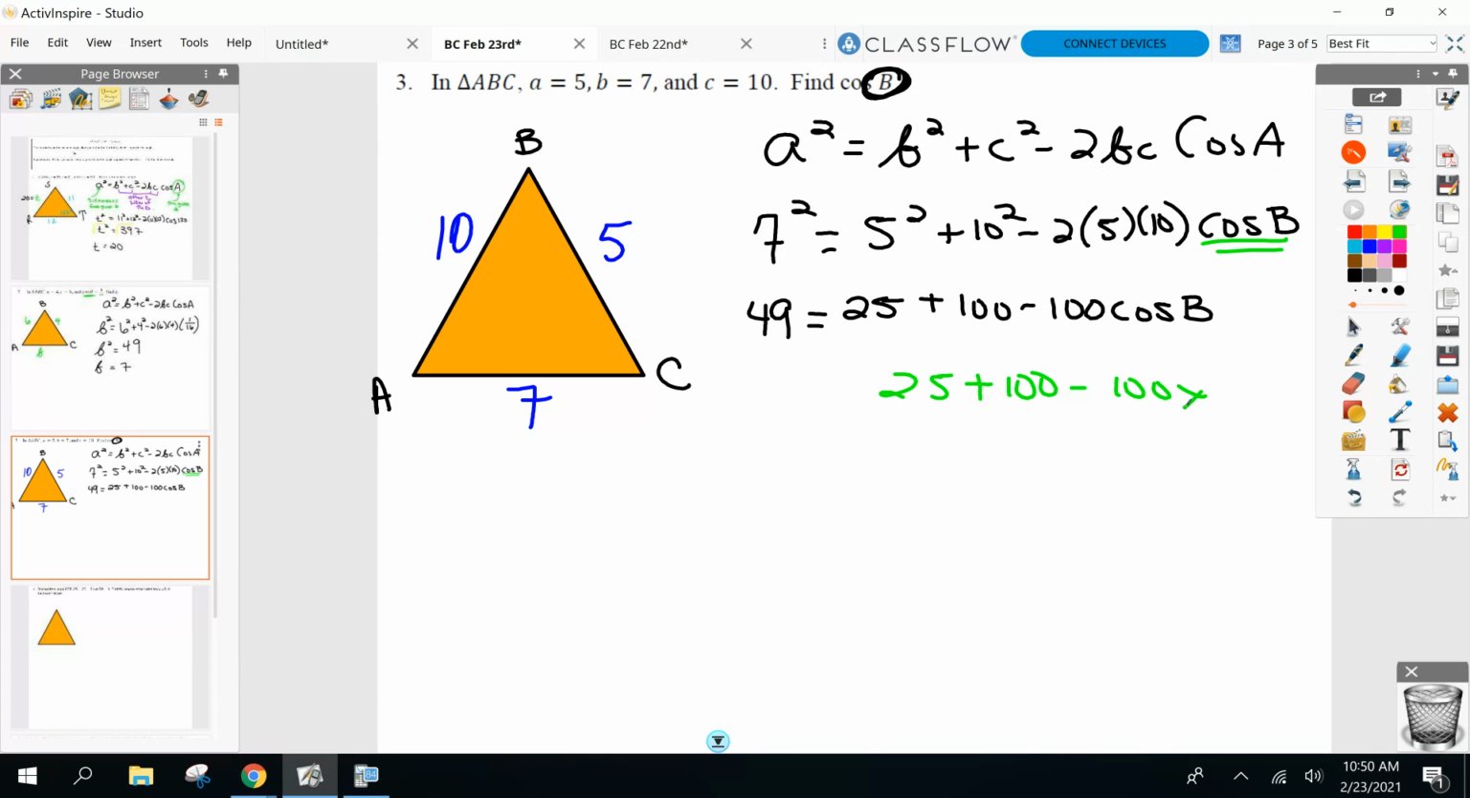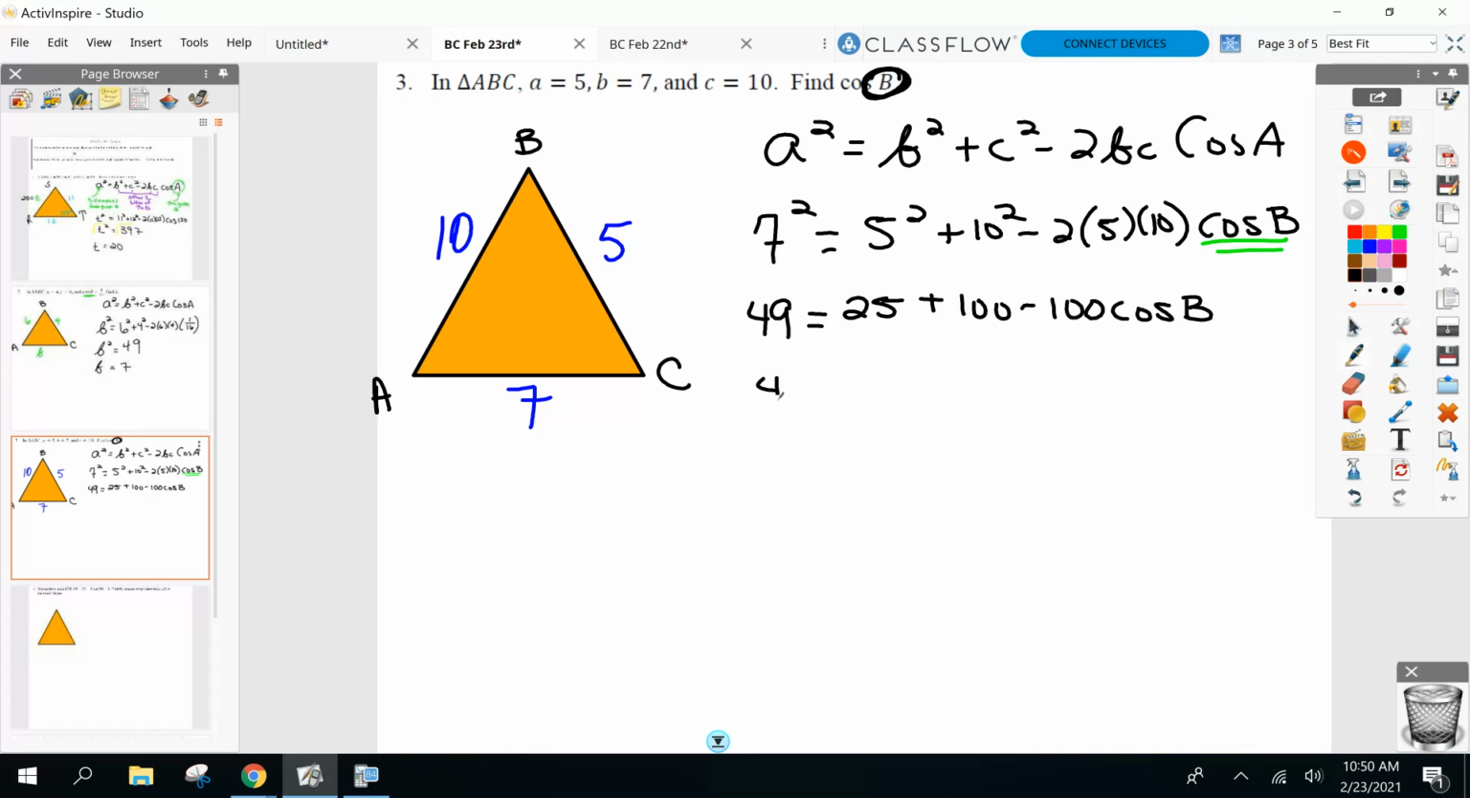It's the same thing. Instead of an x, you got cosine B attached to the 100. You cannot combine all 3, but you can combine 2 of them. Which 2 can you combine? I can't combine all 3, obviously not. I just showed you that. But I can combine the 25 and the plus 100. So let's do that.